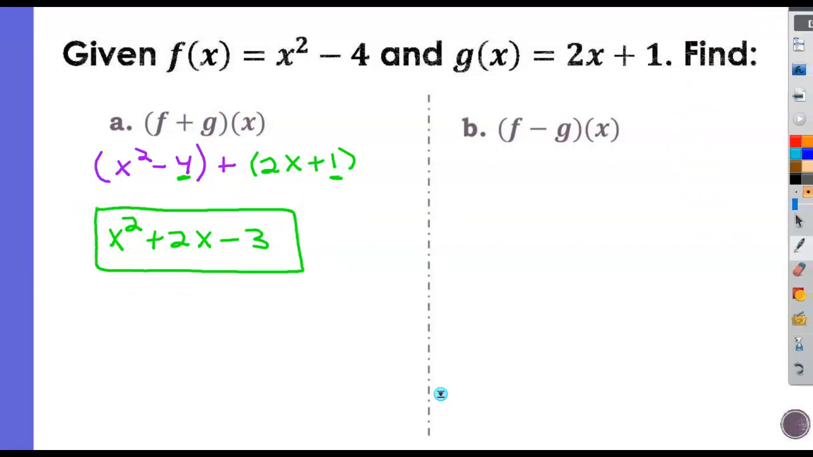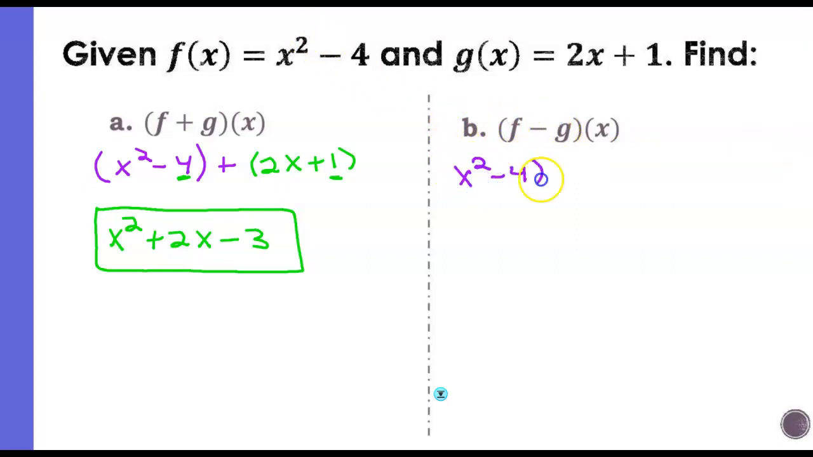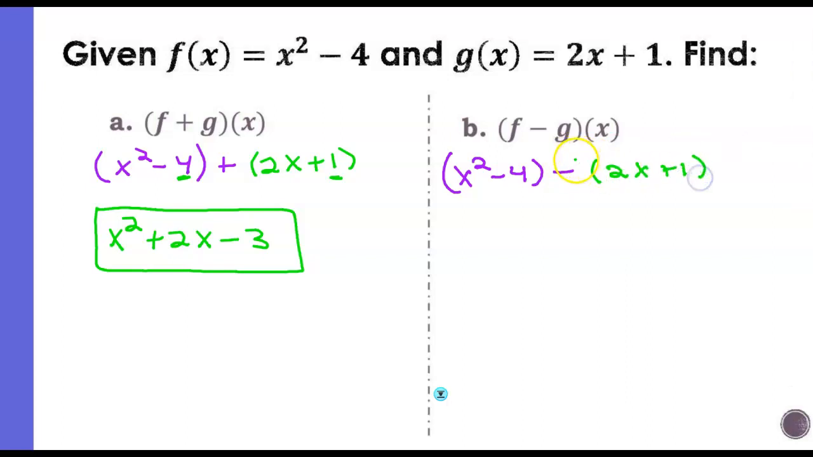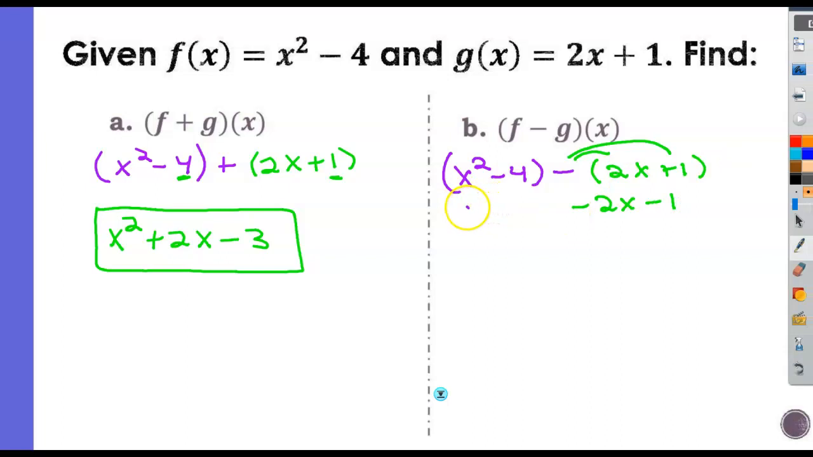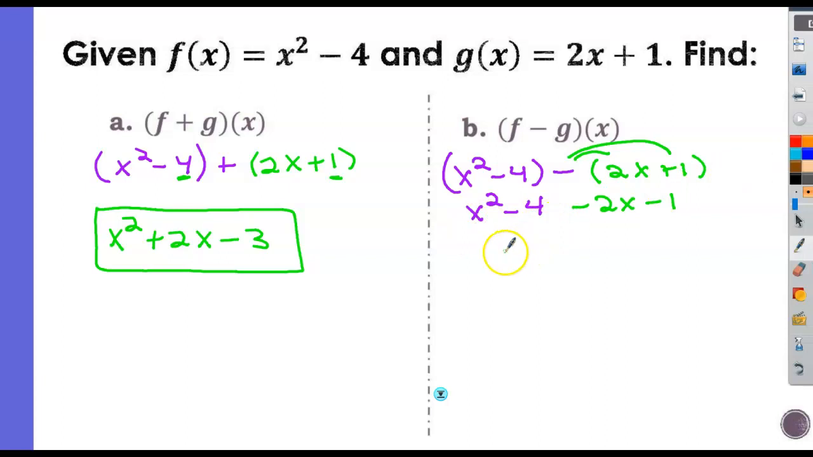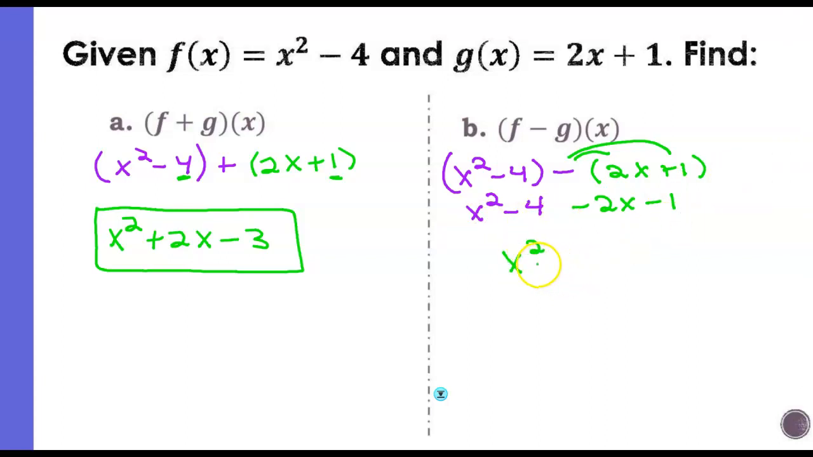For the next one, we're going to do f minus g of x. So I'm going to have x squared minus 4 minus g of x, which is 2x plus 1. What I want to recall is that I need to distribute that negative out. So minus 2x minus 1. And then from there, I just simply combine like terms again. So I'll have x squared minus 2x minus 5. Okay.